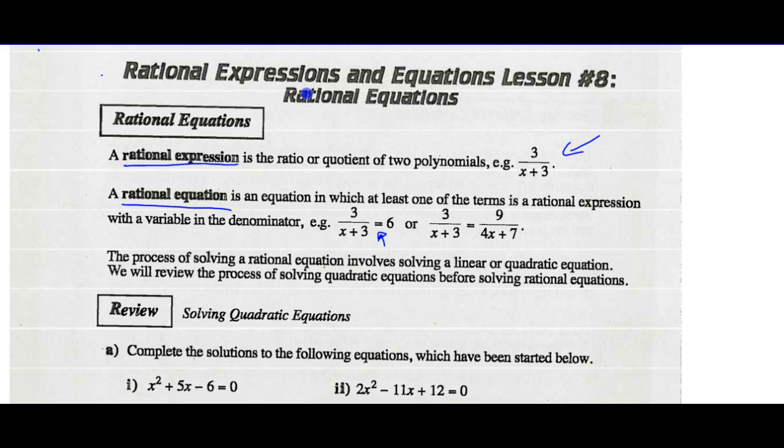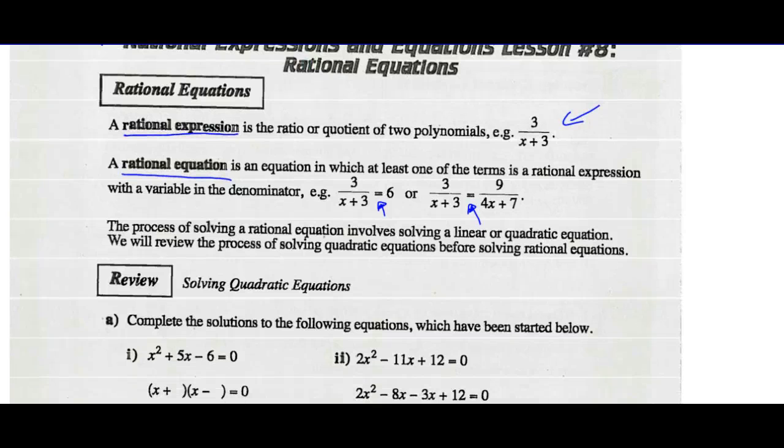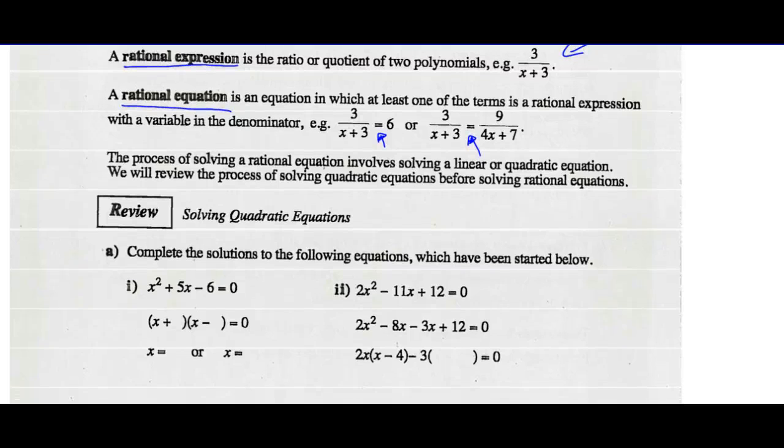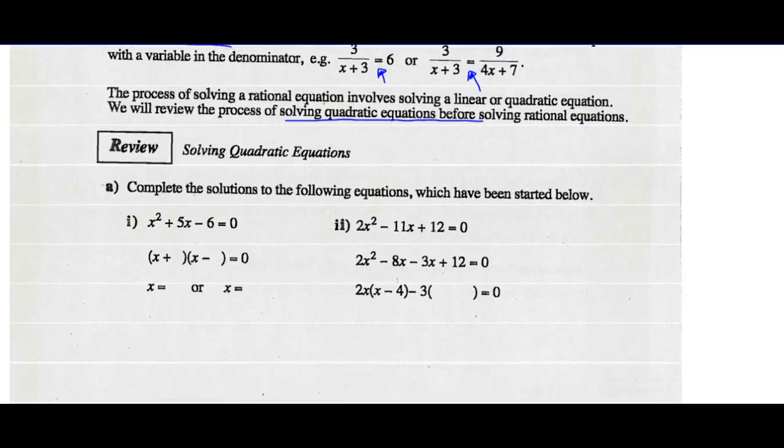So here is an example of a rational equation. Here's another one. Both these have an equal sign, and at least one term is a rational expression. The process of solving a rational equation involves solving a linear or quadratic equation. Well, we know how to solve linear equations. That's pretty straightforward. We did that in grade 9 and 10. We're going to review the process of solving quadratic equations because we did that in grade 11. And we're going to do that before we solve any rational equations.